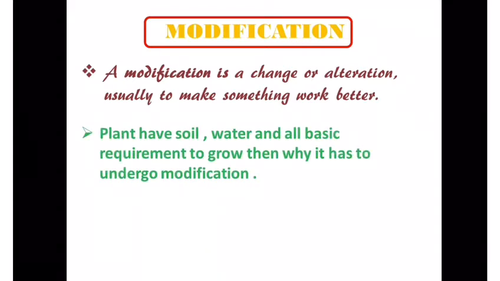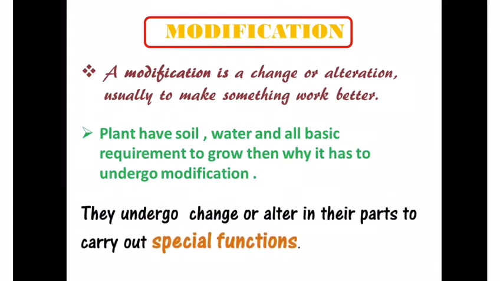Plants get their soil, water and all basic requirements, but still they undergo certain types of modification. So what is the purpose for them to do so? They undergo modification completely or partially to carry out a special additional function.